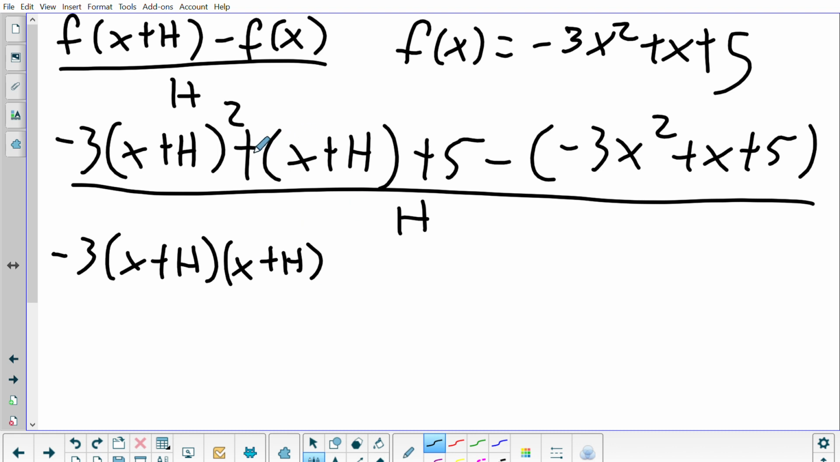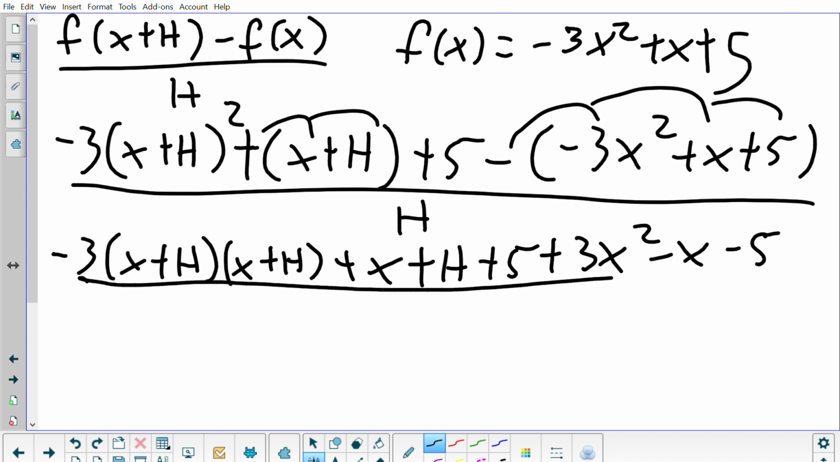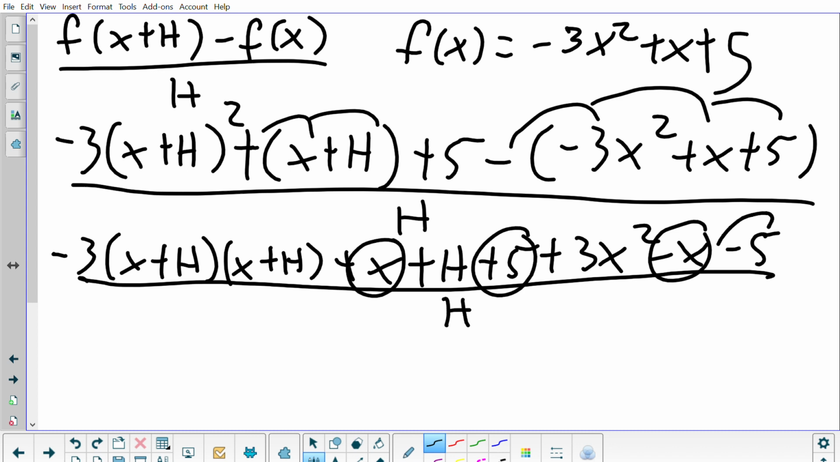Okay, I'm just going to distribute that positive sign throughout, so I have positive x plus h plus 5. Distribute that negative sign throughout, so now I have positive 3x squared minus x minus 5, and it's still all over h. Okay, I'm going to combine this x with this negative x, so those cancel. This 5 with this negative 5, so those cancel. And then I'm going to double distribute or FOIL over here.